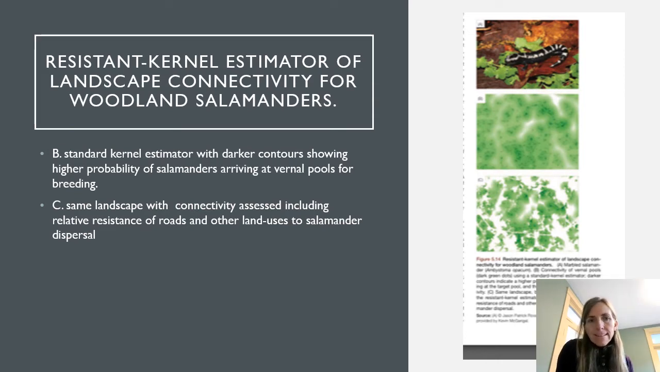The book had this nice example of a resistant kernel estimator that was used for woodland salamanders. The B figure here is the kernel estimator that shows darker contours with the higher probability of salamanders arriving at their vernal pools for breeding. But figure C looks at that same landscape and includes some resisting features in the landscape, such as roads and other barriers to salamander dispersal.